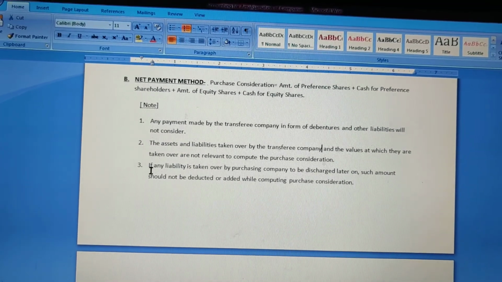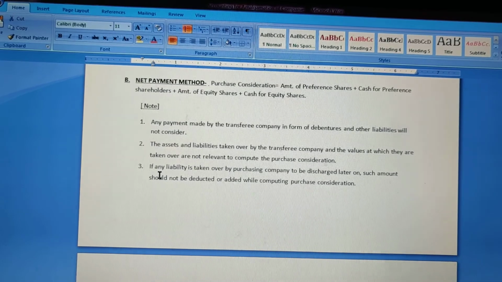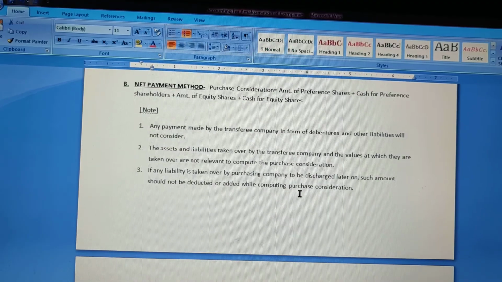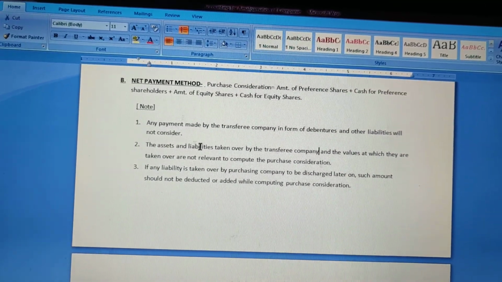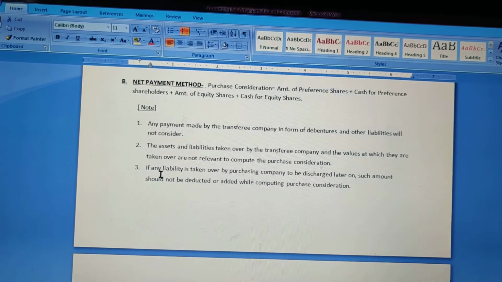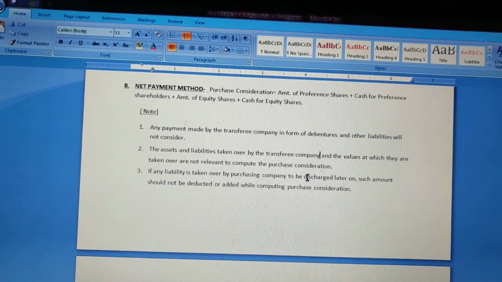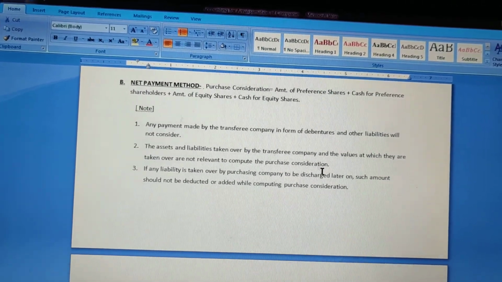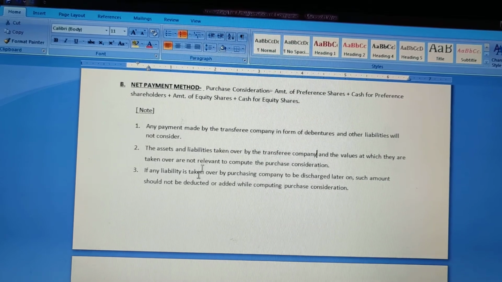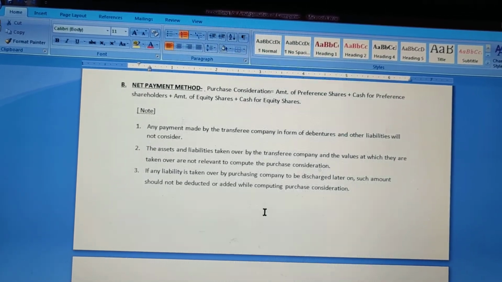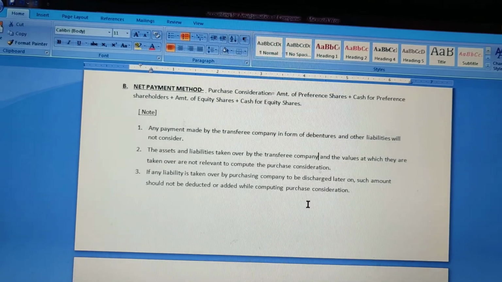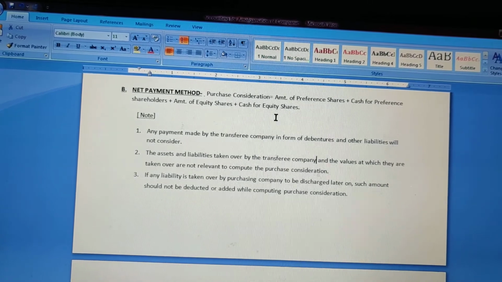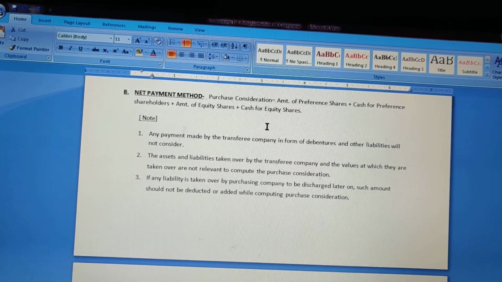Okay. Next is, if any liability is taken over by the purchasing company to be discharged later on, such amount should not be deducted or added while computing purchase consideration. Clear? I've already told you that if the purchasing company is discharging any taken-over liability later on, you don't have to deduct the amount, you don't have to add the amount, nothing else you have to do while calculating your purchase consideration. That means the purchase consideration amount will be calculated by just this formula and nothing else you have to do in this question. Clear?